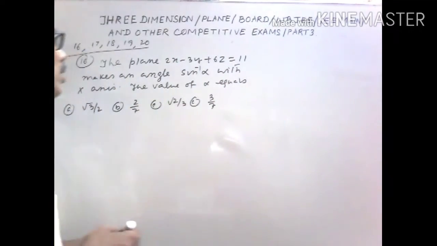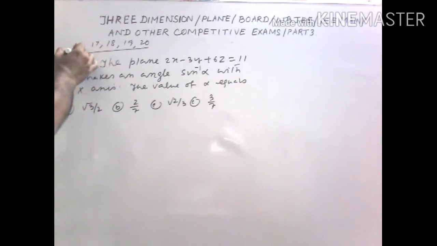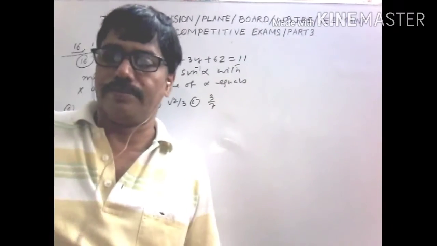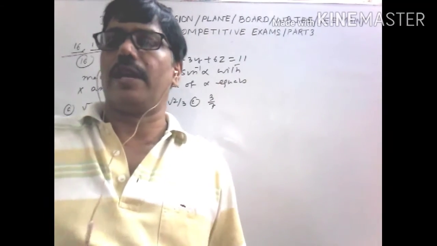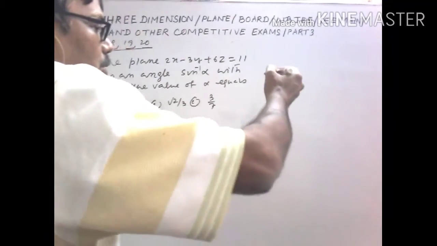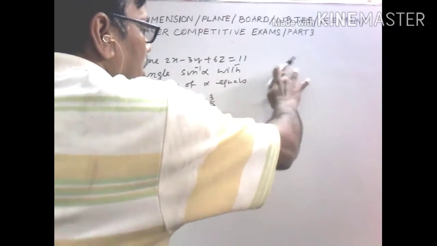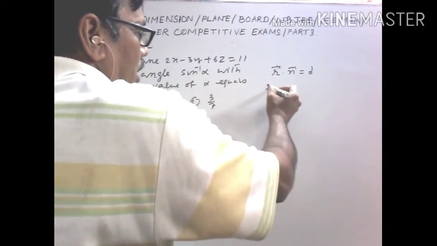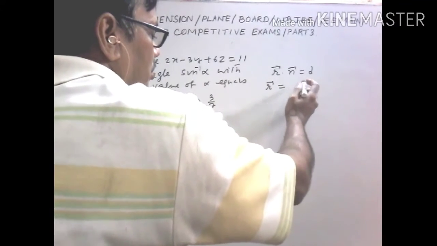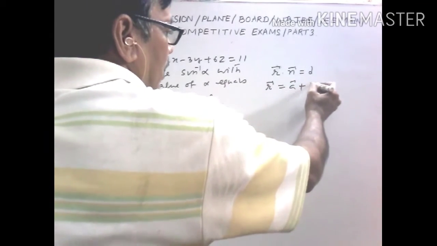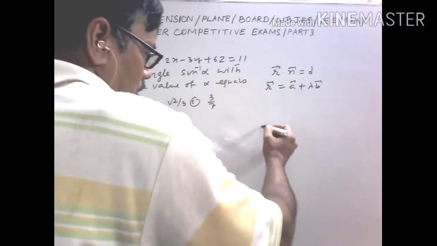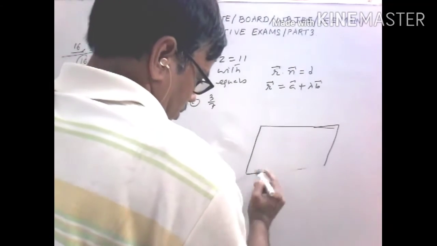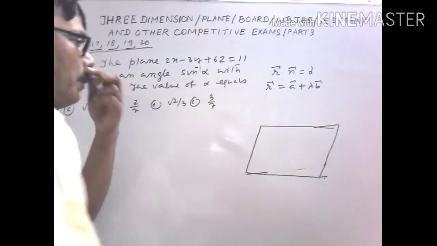Now we consider a different type of problem from the description. Problems number 16, 17, 18, 19, 20 are all the same type of problem: angle between a plane and a line. So the line is r vector equals a plus lambda b, and the plane is r dot n equals d. So, the angle between plane and line.